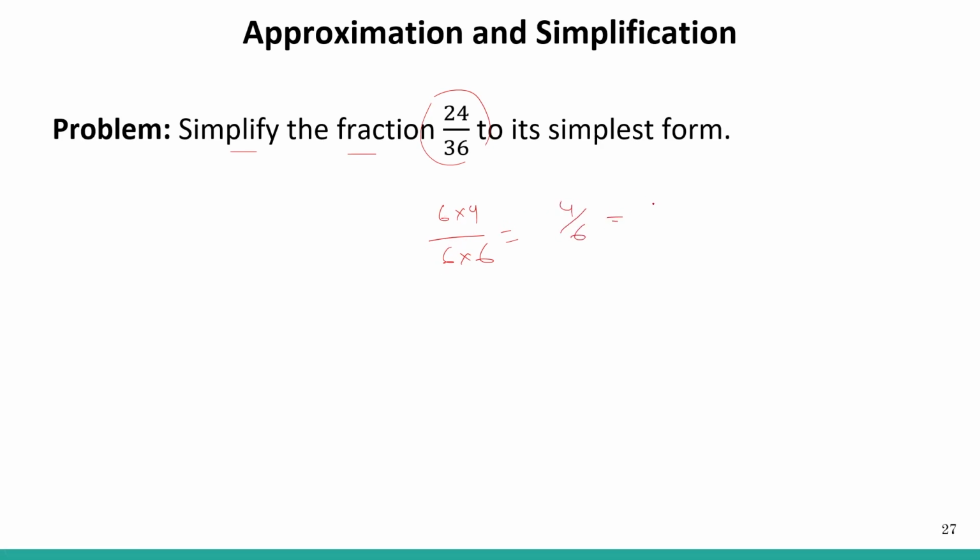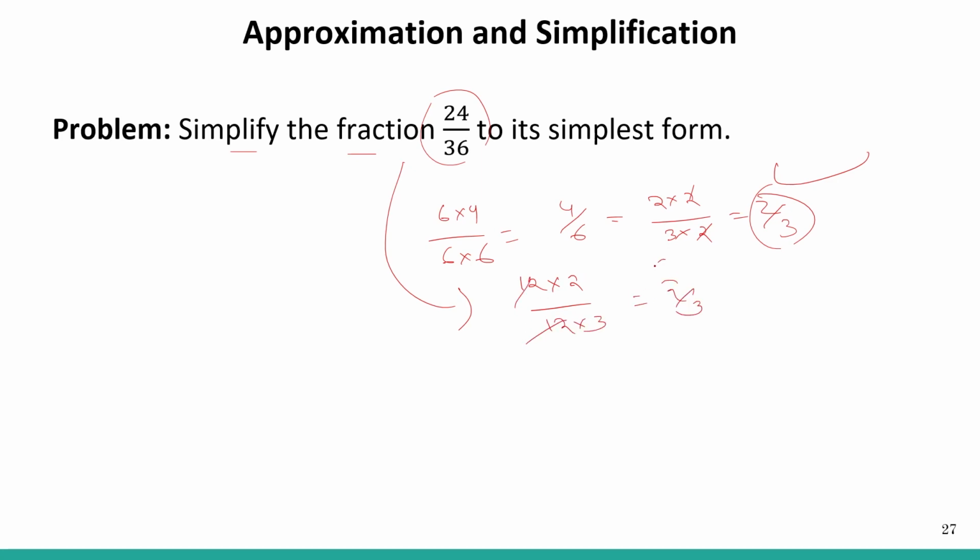We can also write 4 as 2 into 2, right? And 6 as 3 into 2. So we can also cancel 2 from both the numerator and denominator. What will be left with us is 2 by 3. So the correct answer will be 2 by 3. We can also write this as 12 into 2, right? Whole by 12 into 3. And cancelling the 12 from numerator and denominator, what we are left with is 2 by 3.